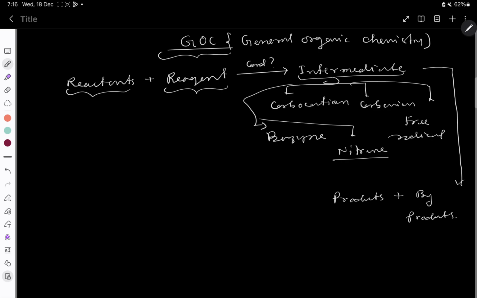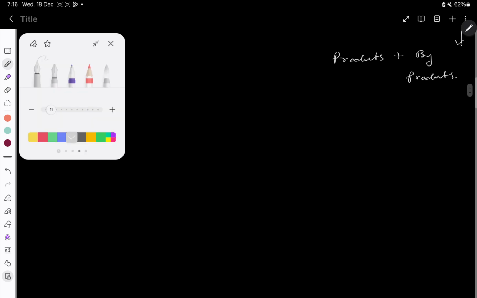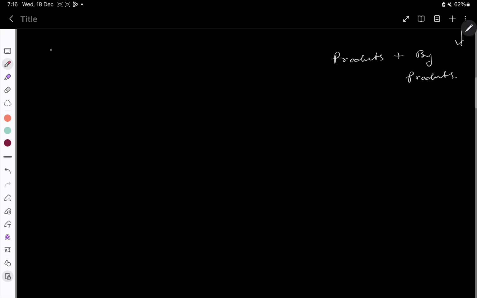Now here, what is the reactant and what is the reagent? This reagent may act as a nucleophile. What is meant by nucleophile? You will get to know after some time that a nucleophile is a species which is electron rich, and an electrophile is represented by E plus. If the reagent is a nucleophile, of course the reactant will be an electrophile, and vice versa.